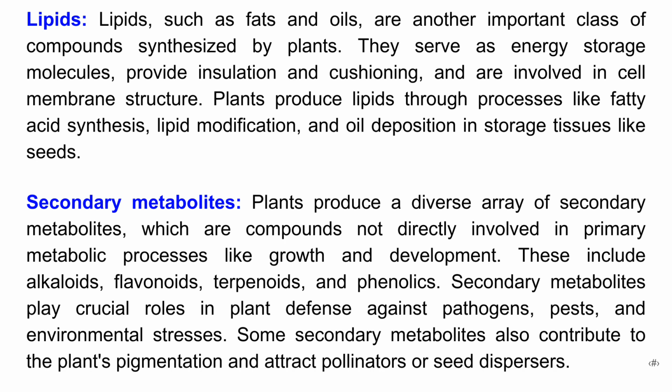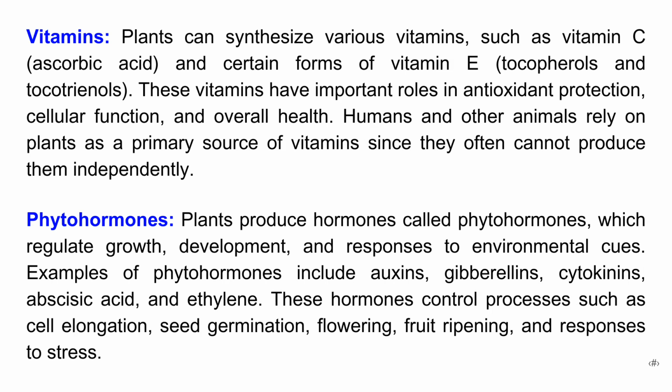Secondary metabolites play crucial roles in plant defense against pathogens, pests, and environmental stresses. Some secondary metabolites also contribute to the plant's pigmentation and attract pollinators or seed dispersers. Vitamins. Plants can synthesize various vitamins, such as vitamin C, ascorbic acid, and certain forms of vitamin E, tocopherols and tocotrienols. These vitamins have important roles in antioxidant protection, cellular function, and overall health. Humans and other animals rely on plants as a primary source of vitamins since they often cannot produce them independently.